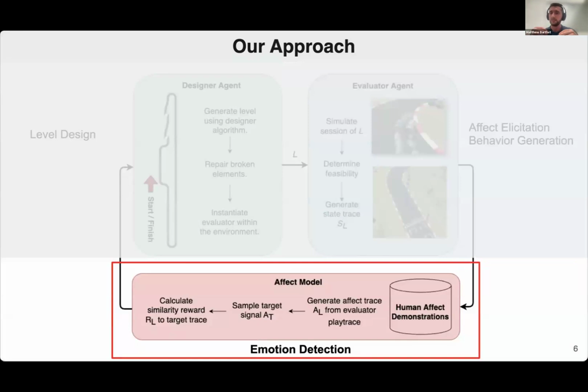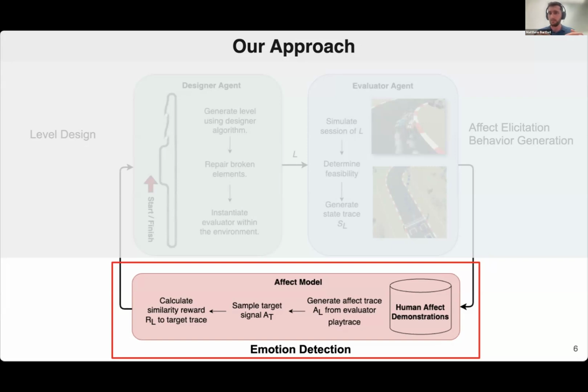So now, in terms of the affective loop, we're looking at emotion detection. We take the state traces that are generated by the evaluator, and we need to assign the level an associated affect trace. So once, let's say, a beginner has played this racetrack, how do they feel? And we want to reward the designer agent for generating racetracks that elicit a specific target trace.